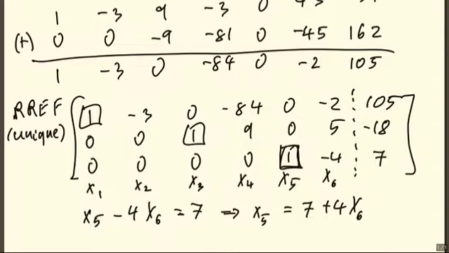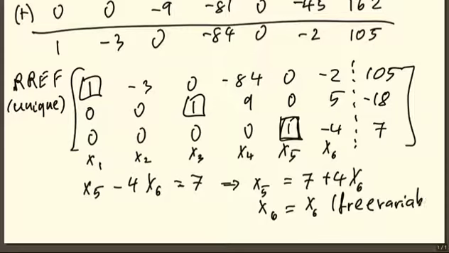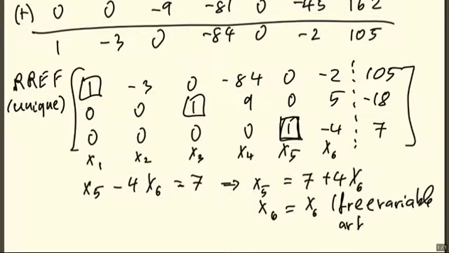And then what do we do with x6? Well, one simple way to write x6 is that this is just x6. It's called a free variable, which means it's arbitrary. Hence, we have infinitely many solutions since x6 can be chosen to be any number. And once you choose one number, you get one x5 corresponding to this x6. And then if you change x6, x5 will change.